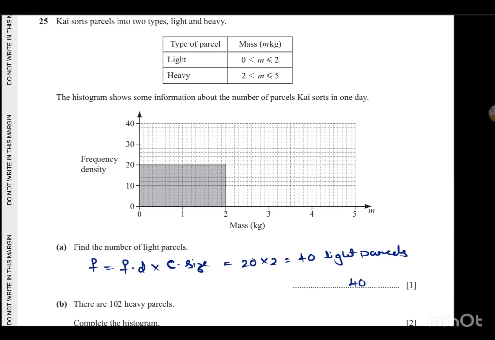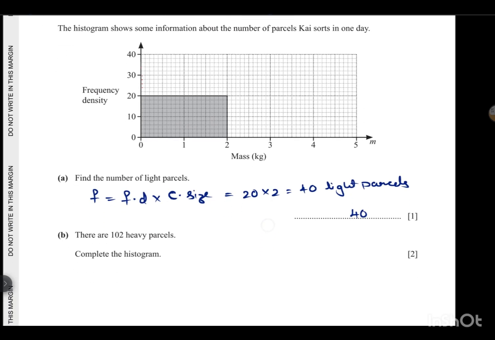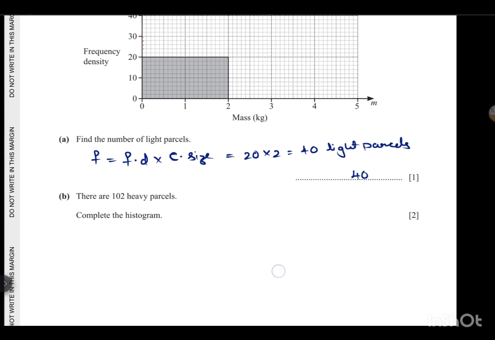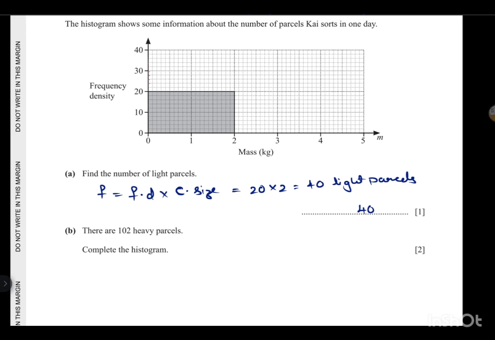Answer is 40. Question B. There are 102 heavy parcels. Complete the histogram. That means now here we know the frequency. Using the frequency, we have to find out the frequency density. Frequency is given. Frequency density is equal to frequency divided by class size.